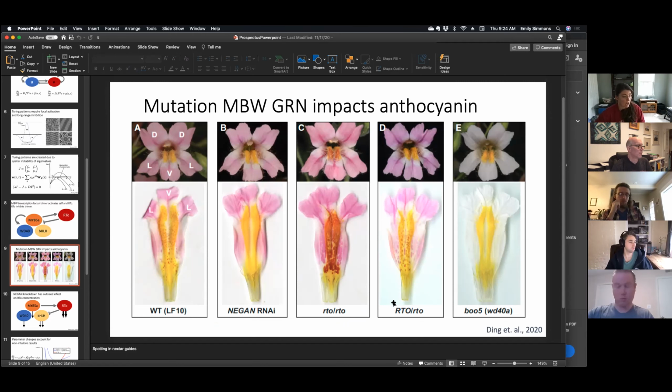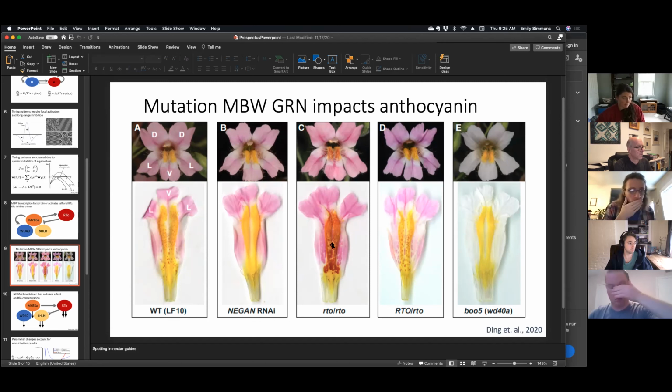And then by contrast, if we look at the inhibitor, the RTO, we can look at this heterozygote mutant where one of the RTOs is knocked out, or we can look at what happens when both RTOs are knocked out. And what we see is that we get this very dark red color.